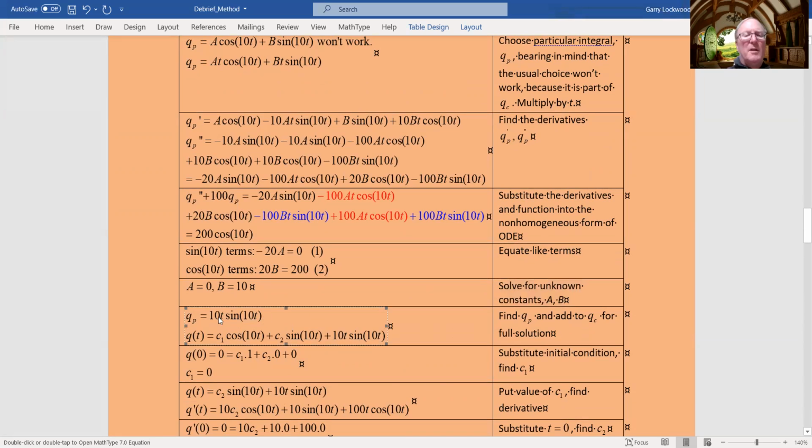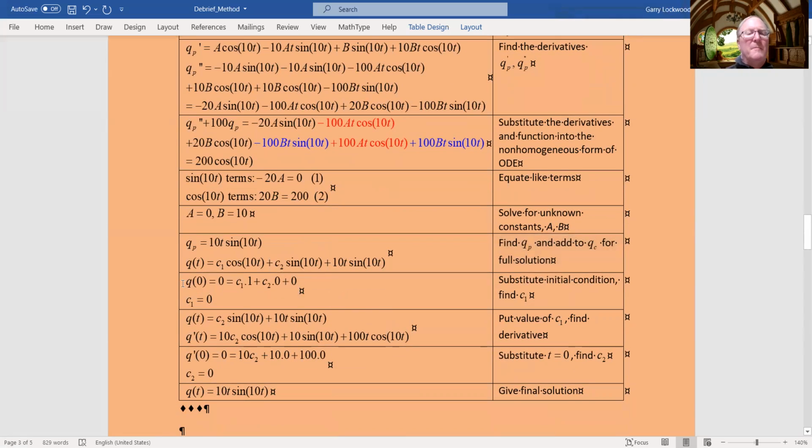So the next thing is to write my QP of t. And the full solution, Q of t, is actually QC plus QP. Well, there's my QC, there's my QP. And so my summary is find QP and add the QC for the full solution. Now, if I put t equals 0, that's going to give me 1, that's going to give me 0, that's going to give me 0. So I know straight away that C1 is equal to 0. That was a really easy constant to find. And so I'm just saying, right, substitute initial condition, find C1.